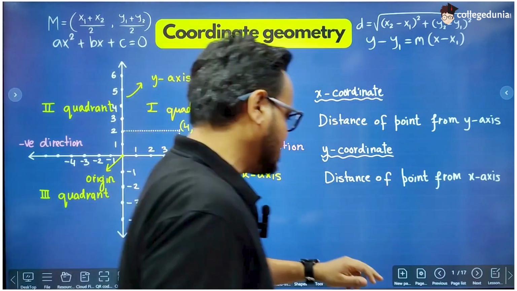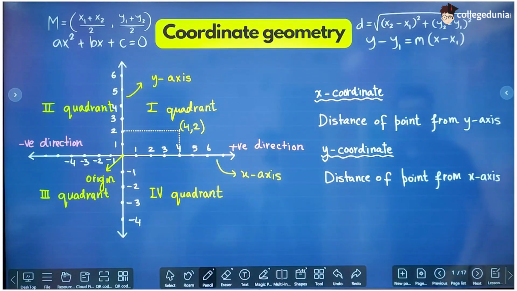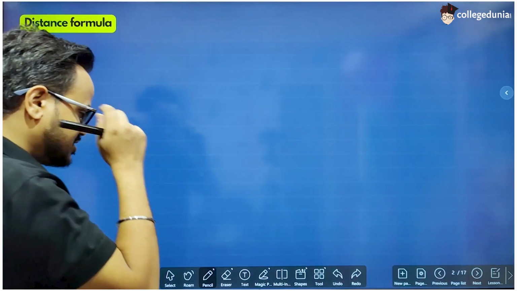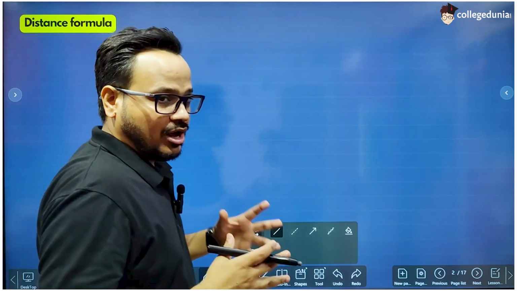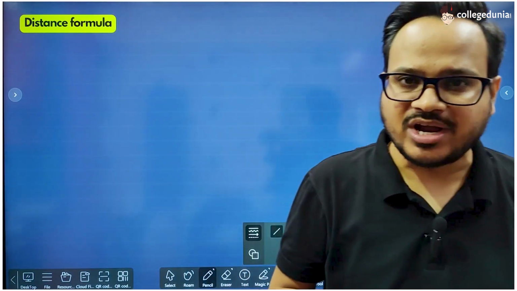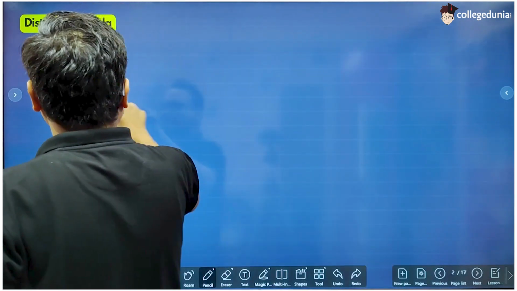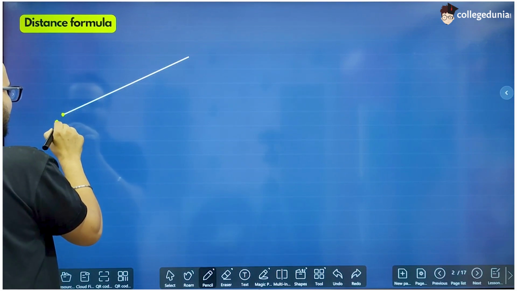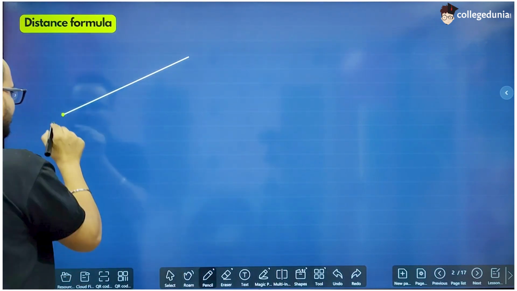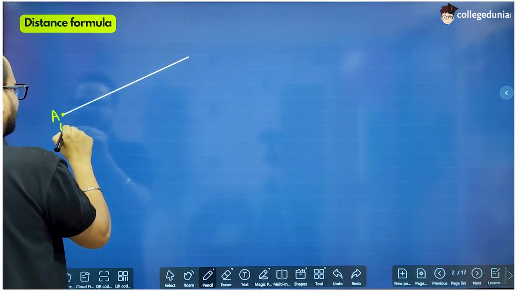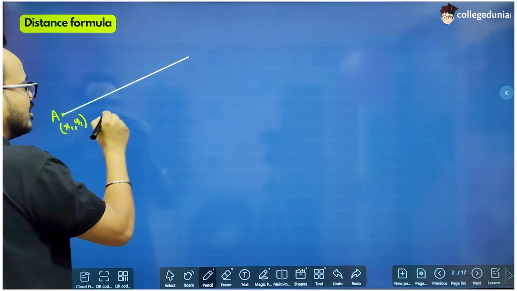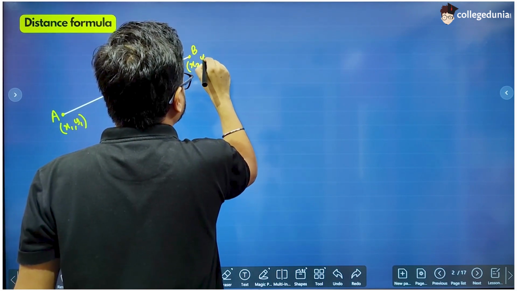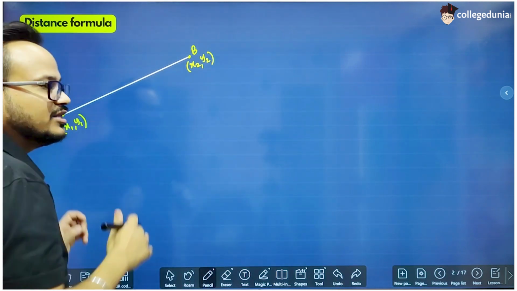Now let's start with the first important formula in coordinate geometry, and that is called the distance formula, right? What is distance formula? Distance formula is a formula which helps us to find the distance between 2 points if their coordinates are given. Suppose we have 2 points A and B. The coordinates of A are x1, y1. And this is the point B and coordinates of B are x2, y2. And we have to find this distance AB.